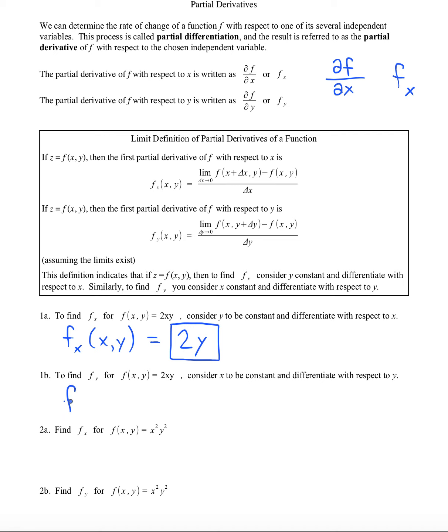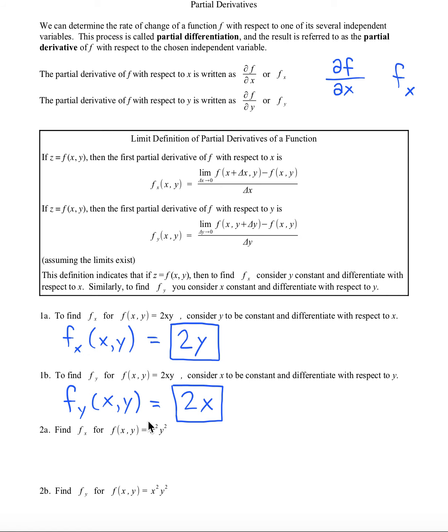Now let's do the partial derivative with respect to y on that same function. x now gets treated as a constant, and 2 is a constant. So the 2 and the x definitely have to stay behind. But the y is differentiated. So dy over dy, take the derivative of y with respect to y, and you just get 1. So the y would be gone.